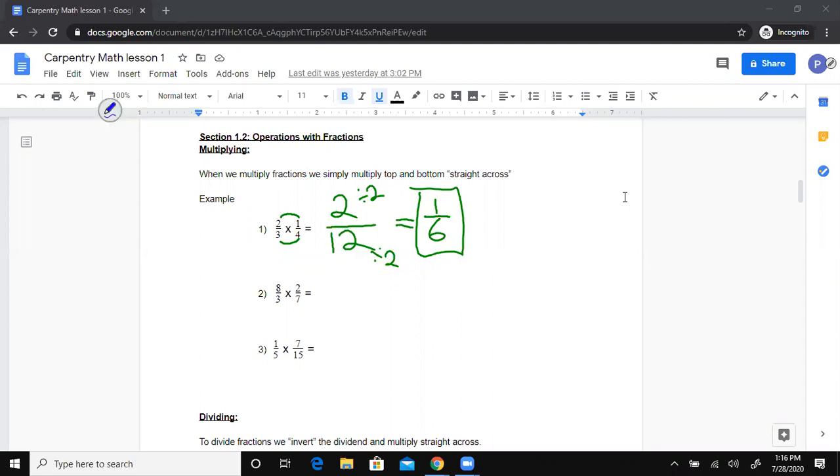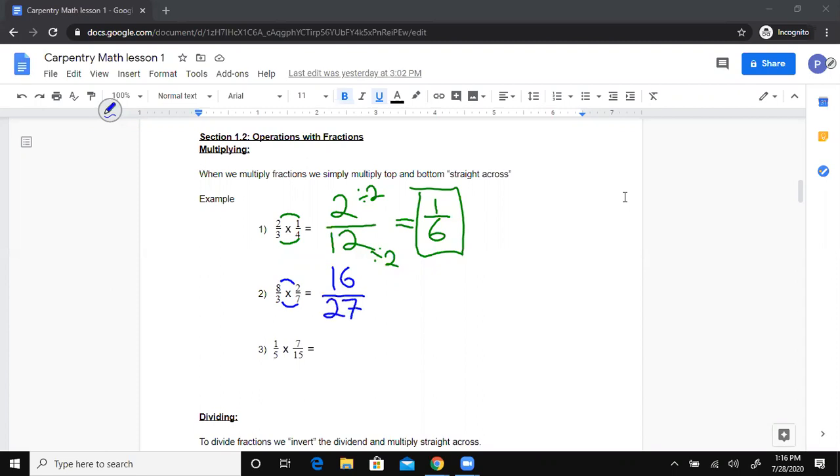So we have 8 divided by 3 times 2 divided by 7. Again, we work on the tops separate from the bottoms. So 8 times 2 is 16. And 3 times 7, that's 21.